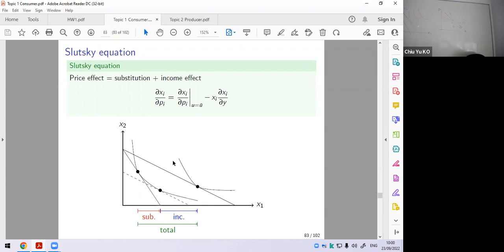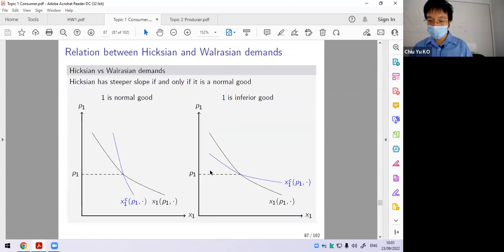And if, instead of changing the price ratio, you just compensate back the income, then you get this one. Okay, and we proved it. I'm not going to talk about the math anymore, but just very quickly to explain why we have this: why, when we have a normal good, the Hicksian demand is steeper. The reason is that the difference between these two is the income effect, right?